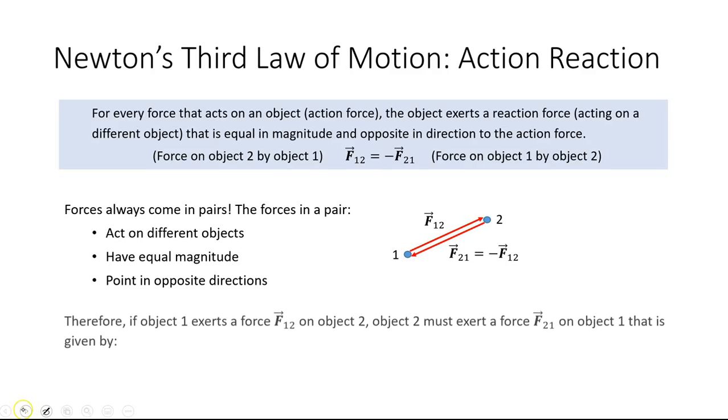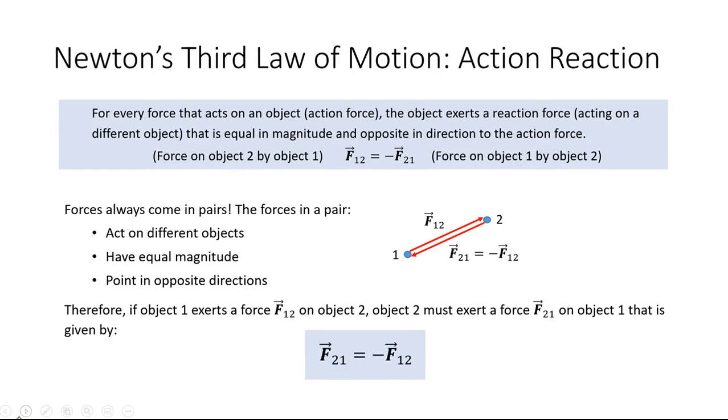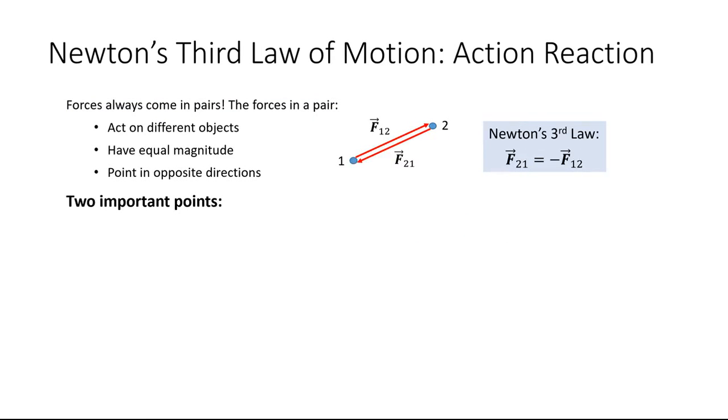So mathematically, we could write down that if we have a force F12 that's exerted by object 1 on object 2, so that would be this top force here, then there will be an equal and opposite force, F21, that's exerted by object 2 on object 1. So we could write down that F21 is equal to minus F12. All right. So now there's two important points that I'd like to make note of here.